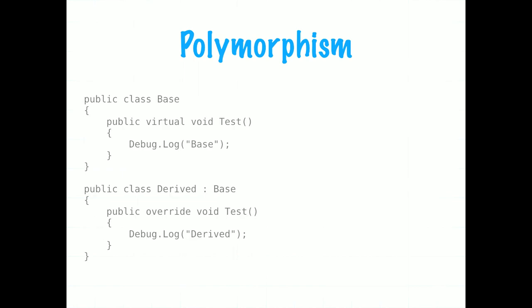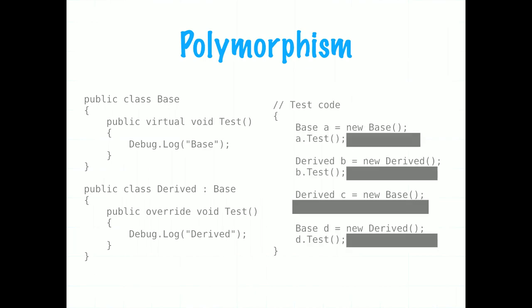So that's that. Polymorphism is an extension of this idea. So we have a base with a virtual function, and we have a derived class that overrides that function. And what this means basically is we have four really possibilities here. We have a base variable, it's assigned a new base. We have a derived, it's a new derived. We know what this is going to, okay. So debug log base and debug log derived, okay?